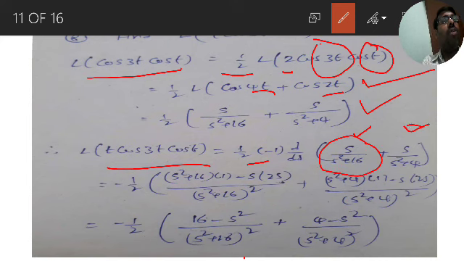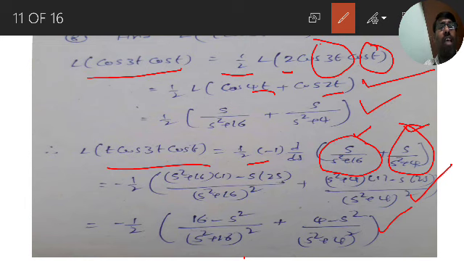Apply in both the cases. What do you have to apply? The quotient rule: v into derivative of u minus u into derivative of v, by v square. S square plus 16 into derivative of s, which is 1, minus s into derivative of s square plus 16, which is 2s, by s square plus 16 whole square. Similarly, you will get this after simplification. The answer is minus 1 by 2 into 16 minus s square by s square plus 16 whole square, plus 4 minus s square by s square plus 4 whole square.